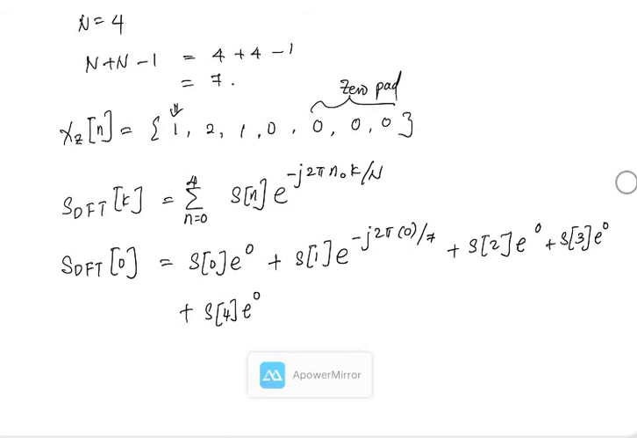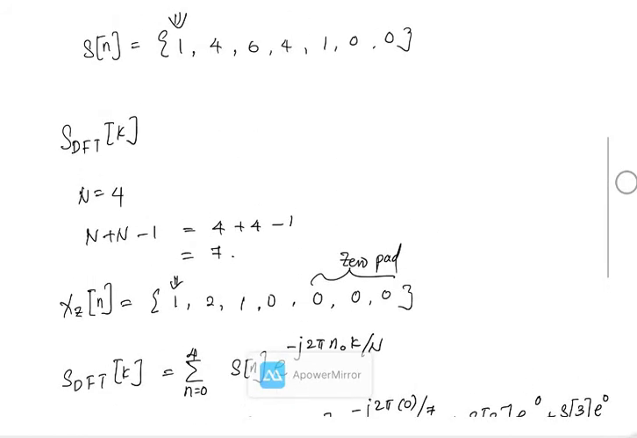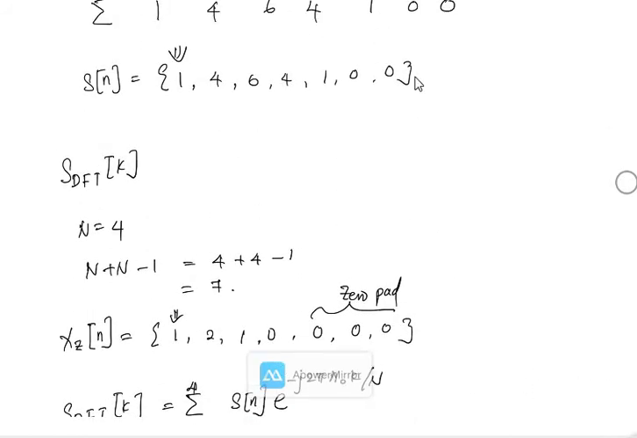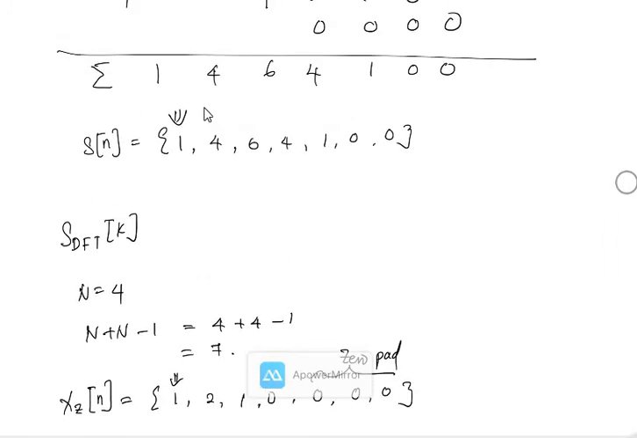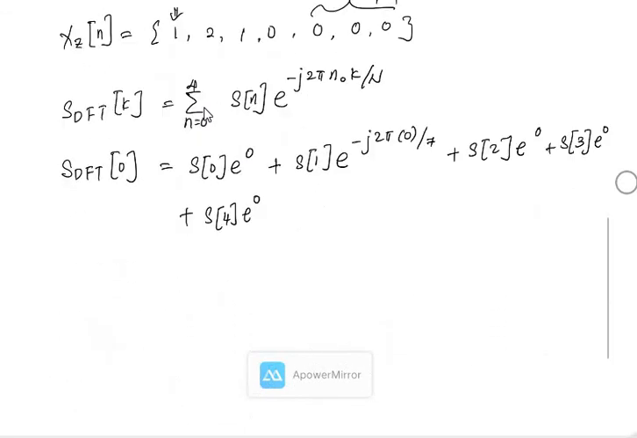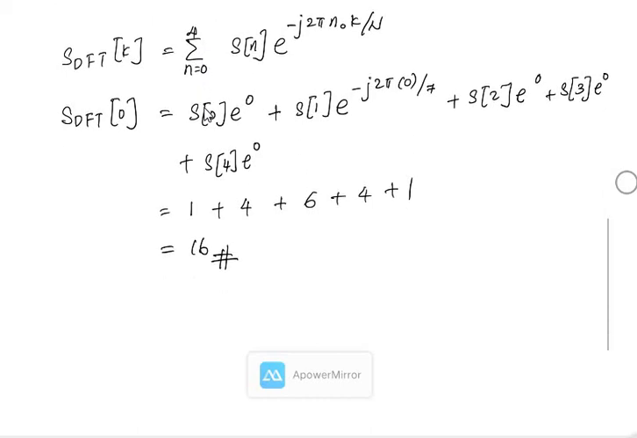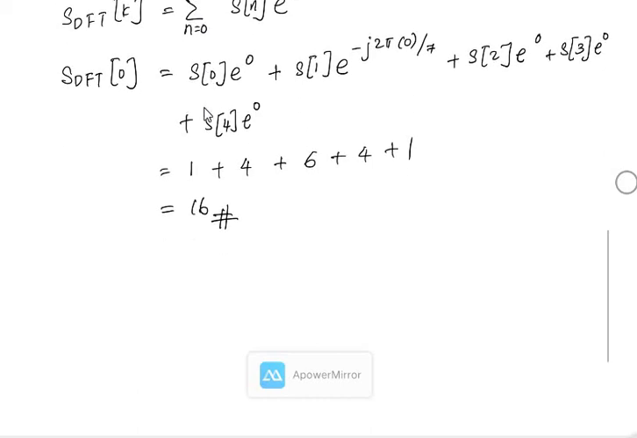And then the values x0, x1, x2, x3, and x4 I obtain from here, based on the result obtained just now. Okay, 1, 4, 6, 4, 1. So I have 1 plus 4 plus 6 plus 4 plus 1. So in total I get 16. So this is the XDFT 0.